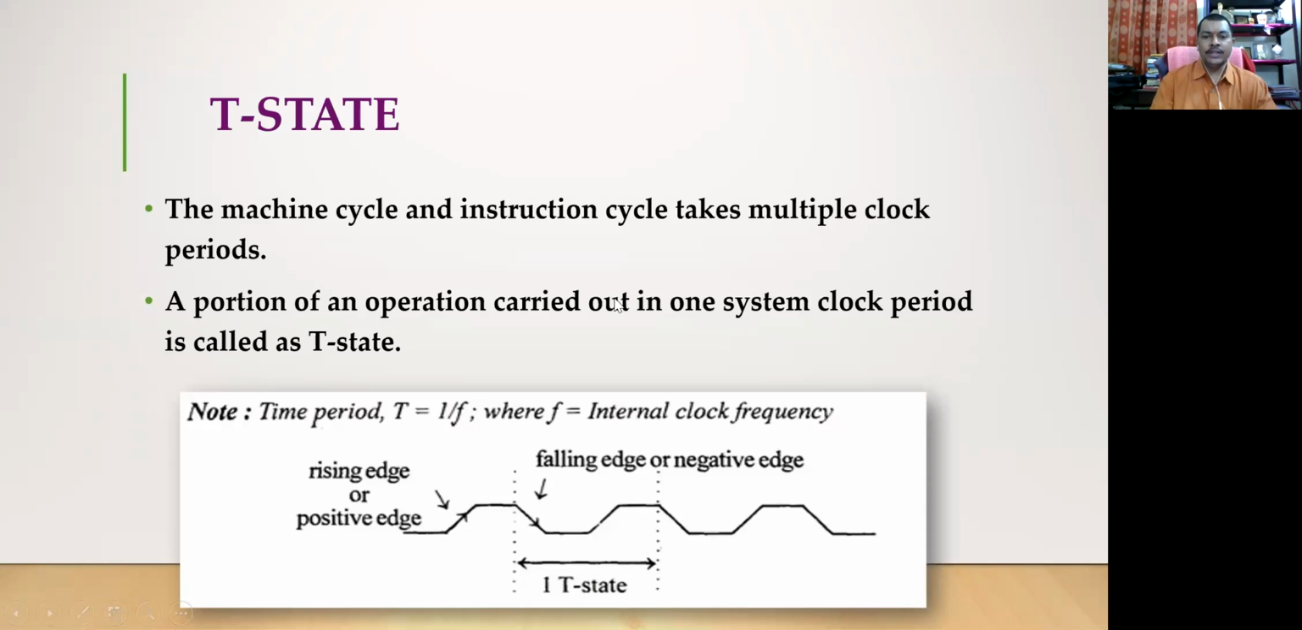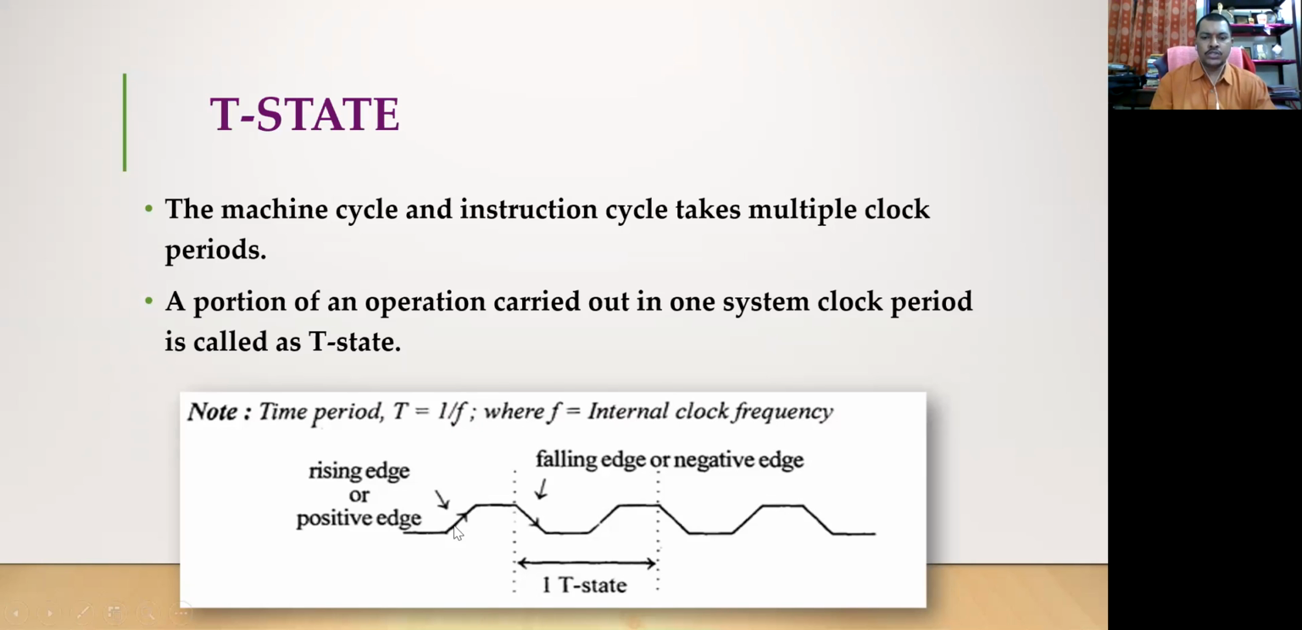Then we have T states. So T state, the machine cycle plus the instruction, means the total time which is required to execute a particular instruction is called a T state. So it is the combination of the machine cycle as well as the instruction cycles, and it takes multiple clock periods. So multiple clock timings are required.